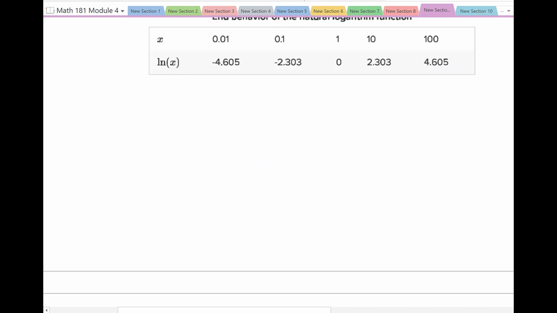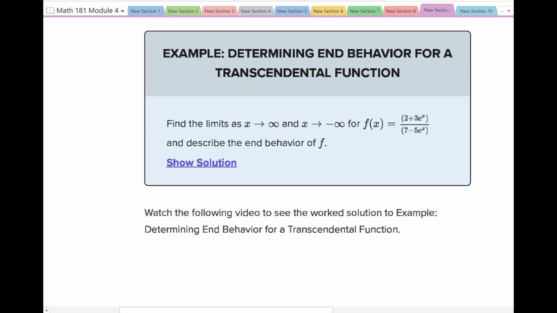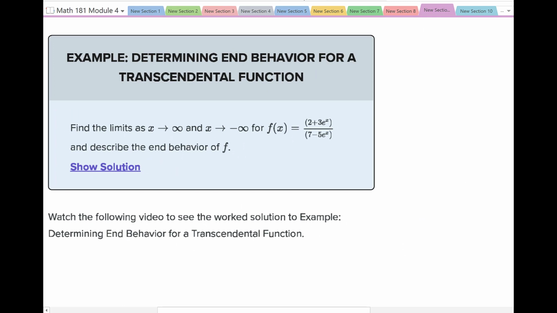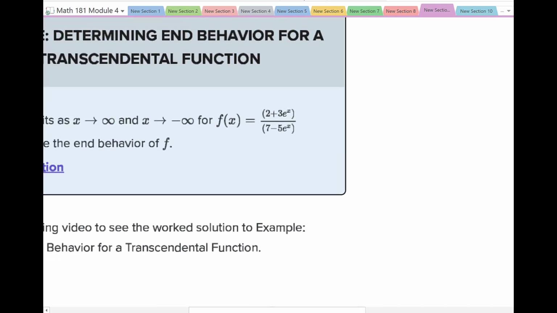So when we get down here to it, if I ever can get to it, a problem like this: find the limits as x goes to negative infinity and x goes to infinity for f of x equals 2 plus 3e^x over 7 minus 5e^x. So one thing to consider in doing this is dealing with this e^x situation.